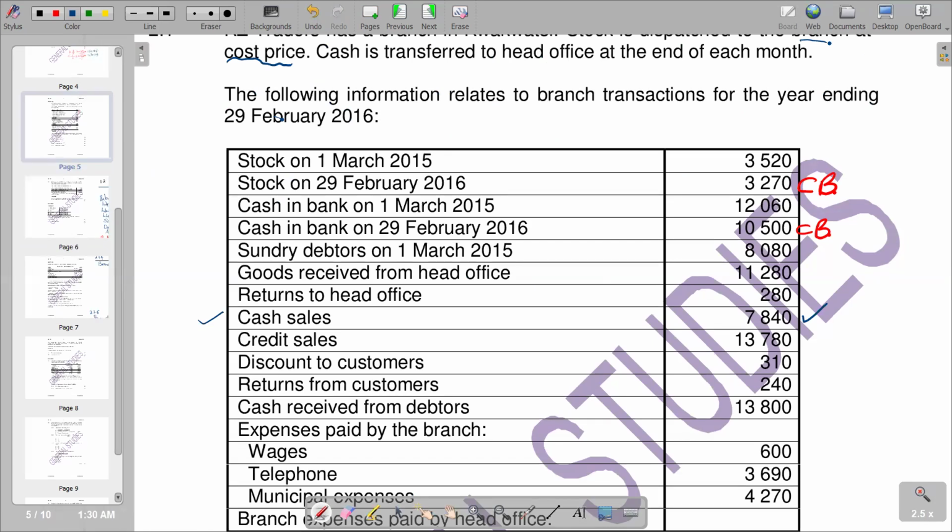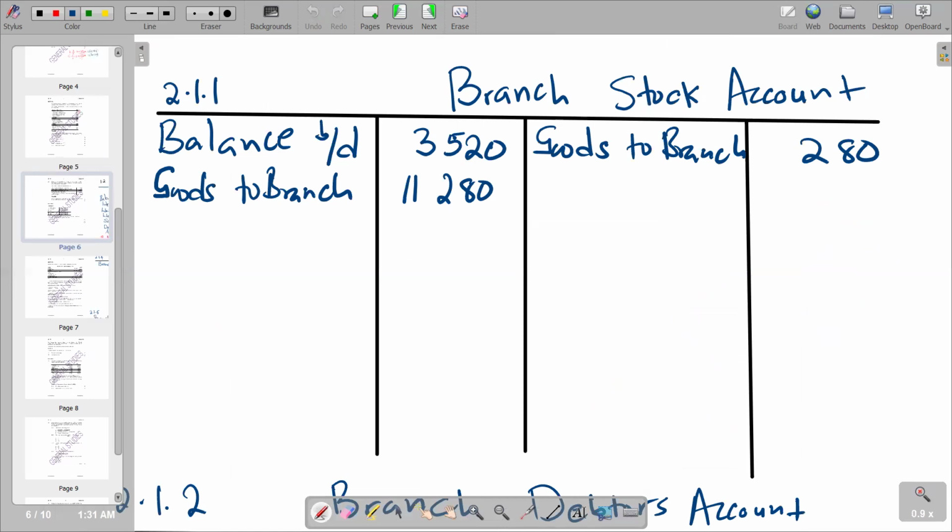We credit the branch stock account, and since it's cash sales, what is going to be affected is the bank. We are going to receive money by selling, so we are going to debit the branch bank account for the money that is going to be received after cash sales. So we are saying we credit branch stock account, then we debit the branch bank account with 7,840. So all the accounts we have them in our question. So we are going to complete the double entry. So we start by the branch stock account. Go to the credit side. We are saying a branch bank.